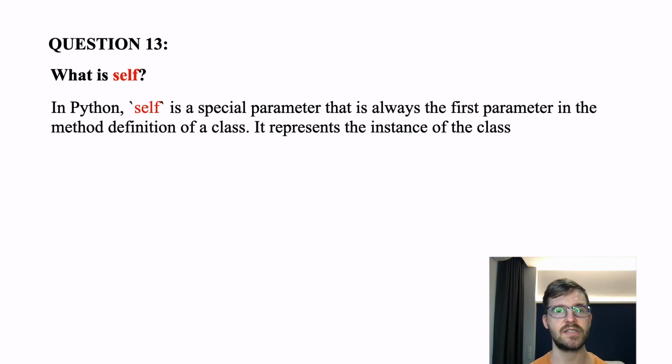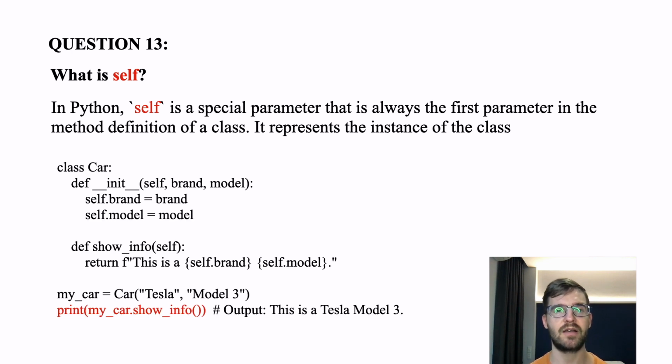On your screen, you can see an example where we defined the class Car, and then we created an object myCar of this class. In the background, when you call a method like myCar.showInfo, Python implicitly passes myCar as the hidden self.